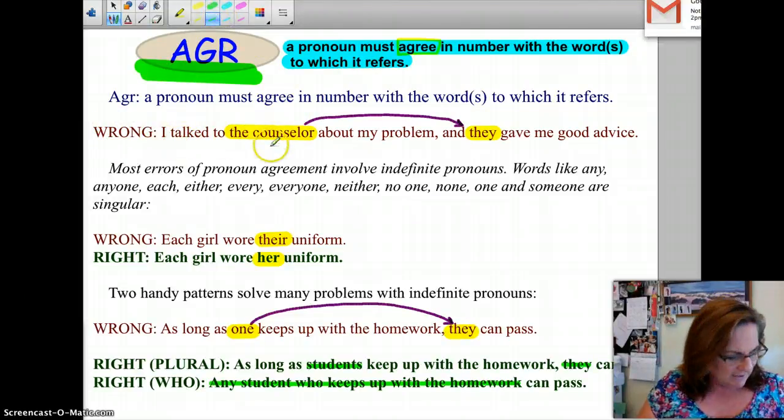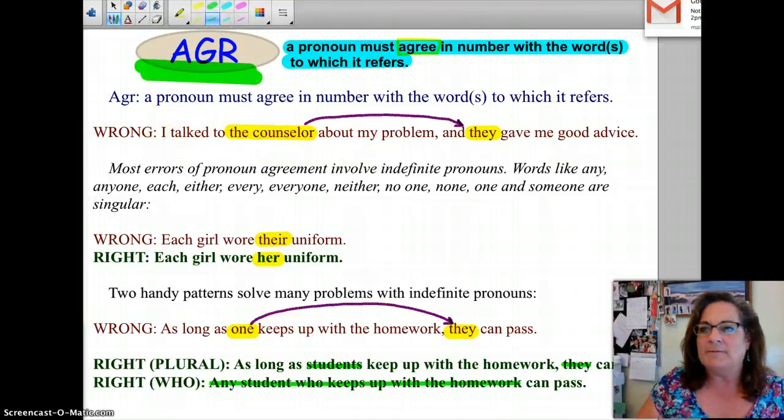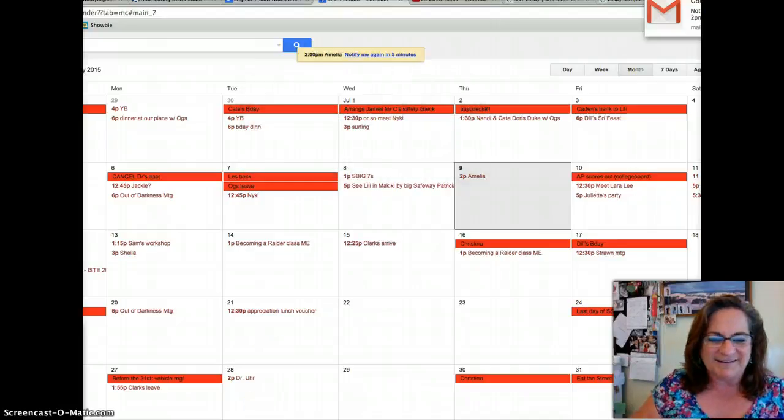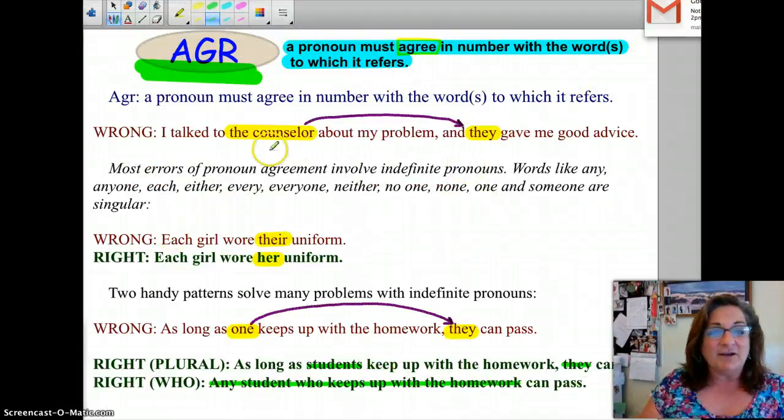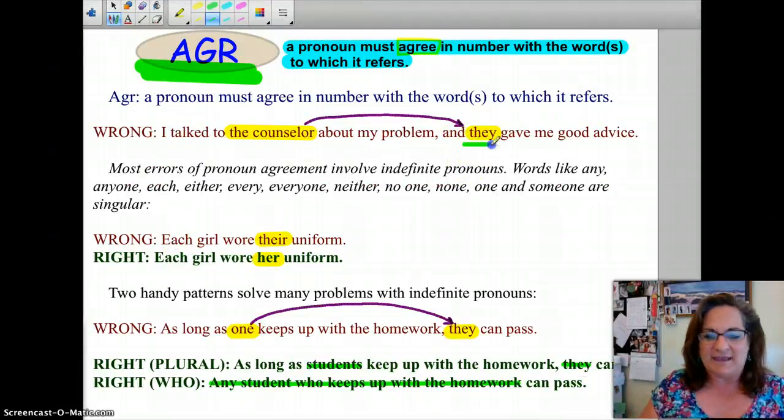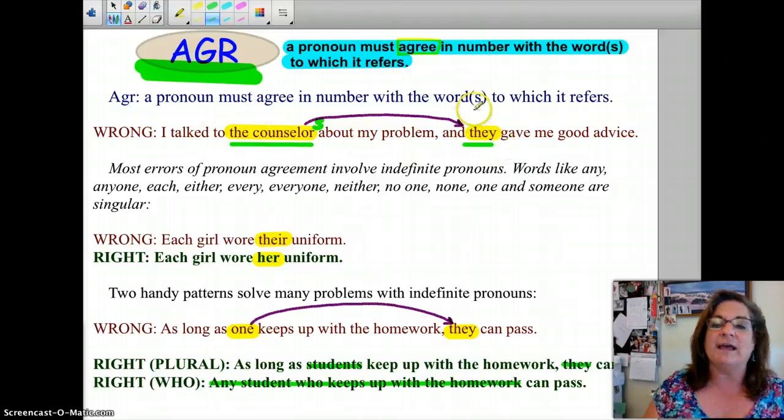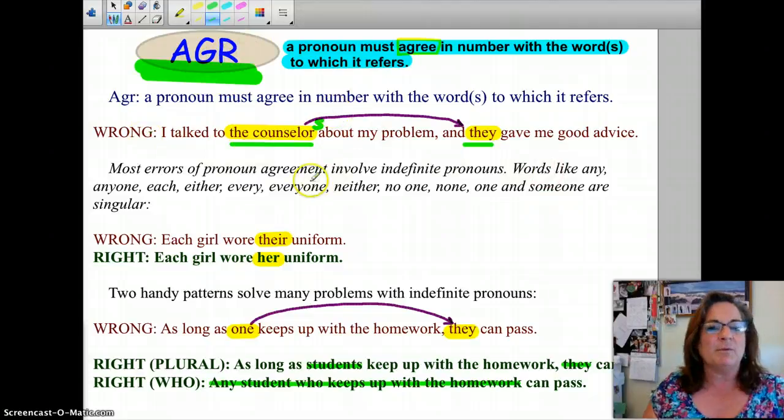I talked to the counselor about my problem and they gave me good advice. They does not match the counselor. This is singular, this is plural. You have an agreement problem, right? So you'd either need to say, I talked to the counselors and they gave me good advice, or I talked to the counselor and let's say she or he gave me good advice. But you have an agreement problem until you fix that and make them match.